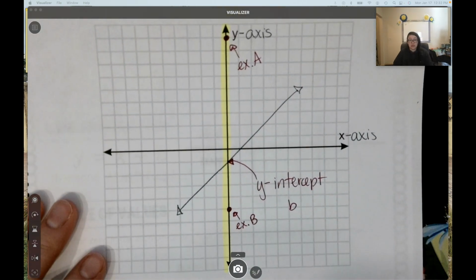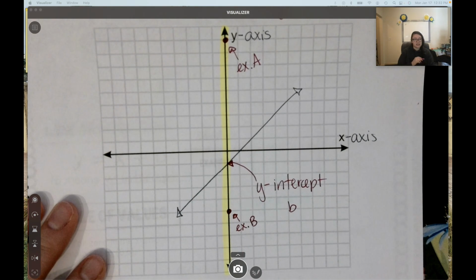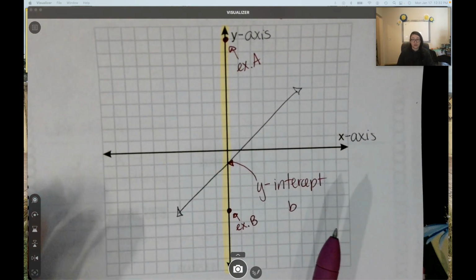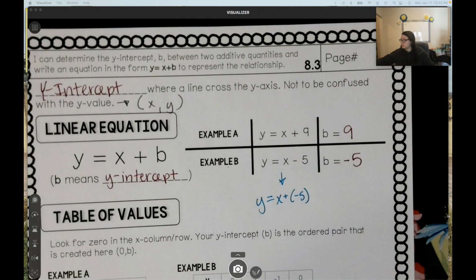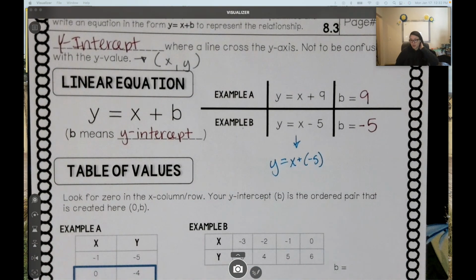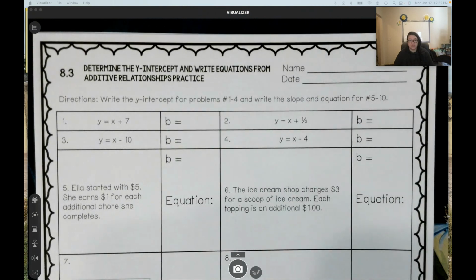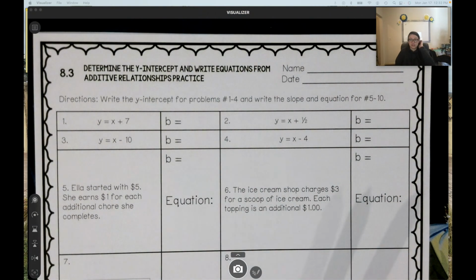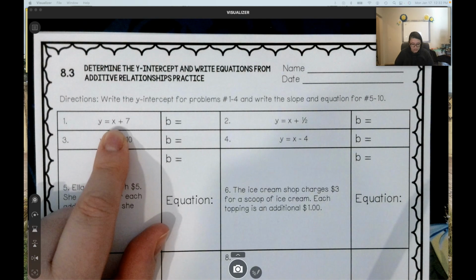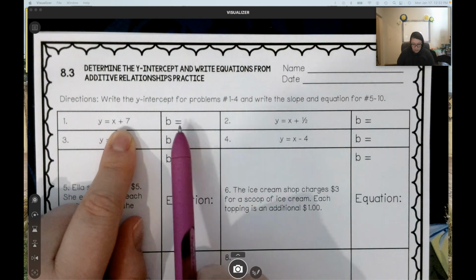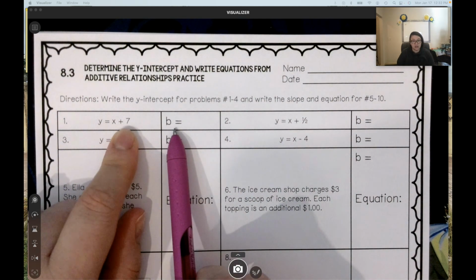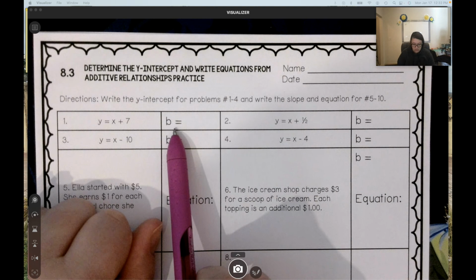If you need review with graphing, take a look at the last page of the playlist because there are some activities there to review graphing for you if you need that. So flip to the back. We have some example problems. y is equal to x plus 7. What is my b in that equation? 7.